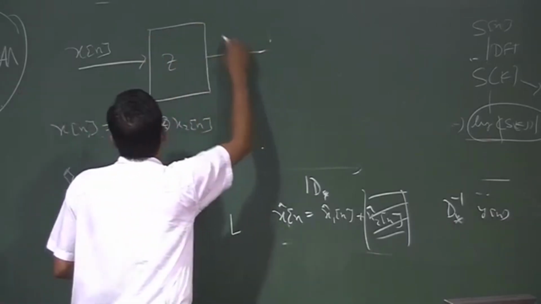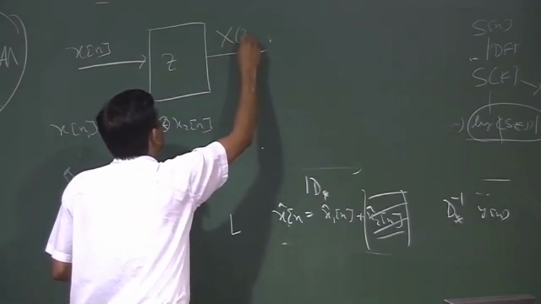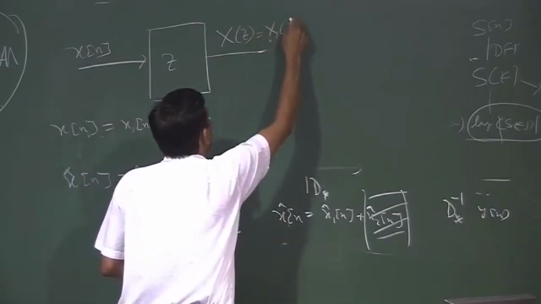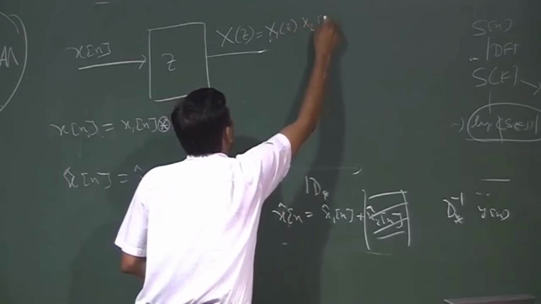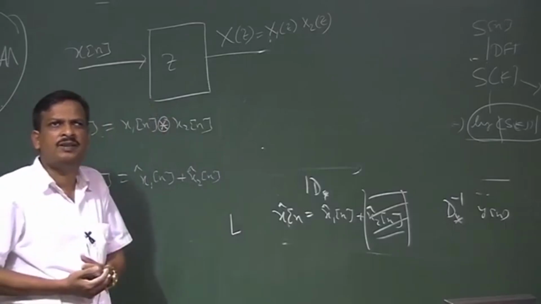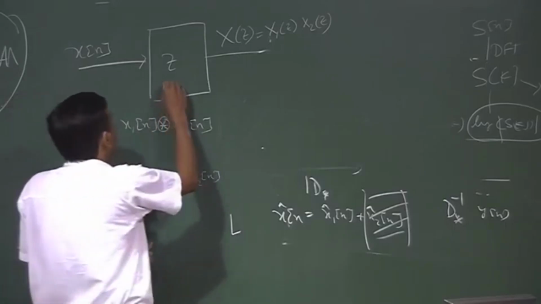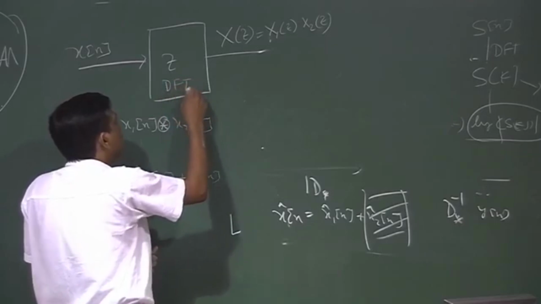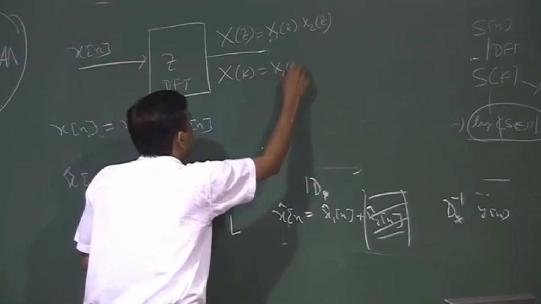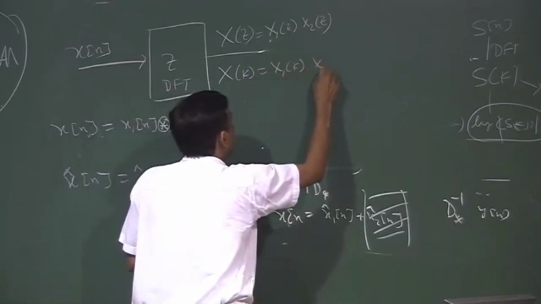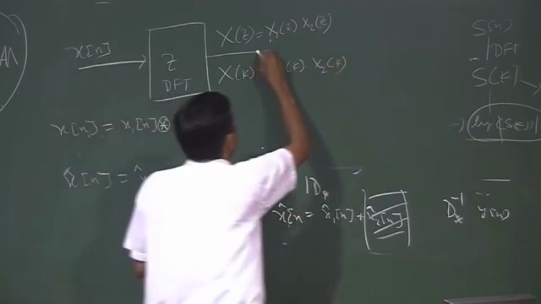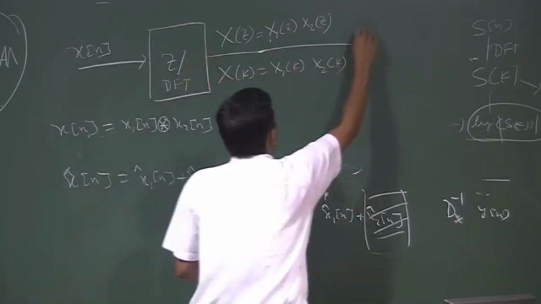What will I get at the output? X(z) is nothing but X1(z) multiplied by X2(z). Z transform on the unit circle is the frequency domain representation, or I can say it is a DFT. So, I get X[k] is nothing but X1[k] times X2[k]. Then I take the log.